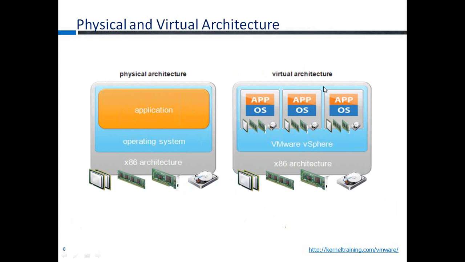But in virtual architecture, the VMware vSphere ESXi will create virtual machines. Every virtual machine will have a virtual hardware. Okay. So this ESXi will fool this operating system. Okay, you're going to install an operating system on the virtual machine. So this operating system will think it is actually running on physical hardware, but this is not physical hardware. It is actually virtual hardware.